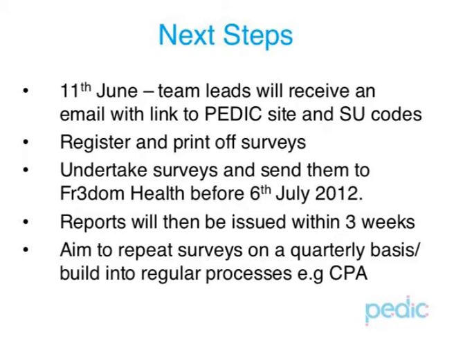So, as soon as you receive this email, you first need to register and print off your surveys. So, you follow the instructions on the email that tells you how to register. You then need to undertake your surveys and send them back to Freedom Health before the 6th of July. This will enable us to include your results in the baseline figures we have to send to the commissioners. Reports will then be issued within 3 weeks to you on your survey results.